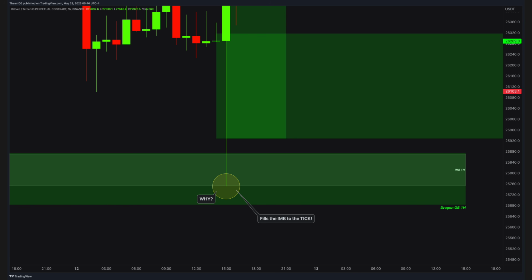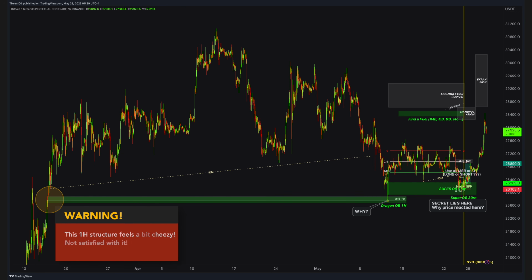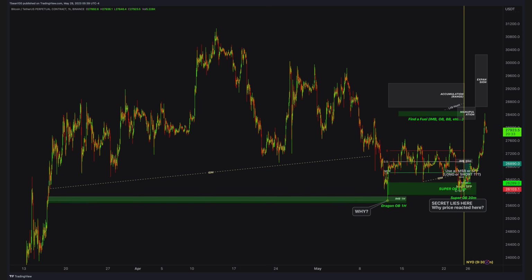However, in my opinion, this 1 hour structure is not the best or the most powerful. I'm not satisfied. I need to see more structure. I need to find a much more powerful reason. Price almost moved from 26K to 29K, a $3,000 movement. This simple 1 hour structure will not satisfy me.